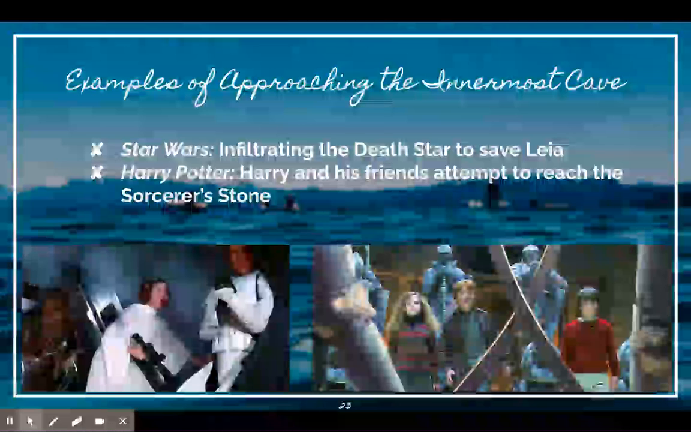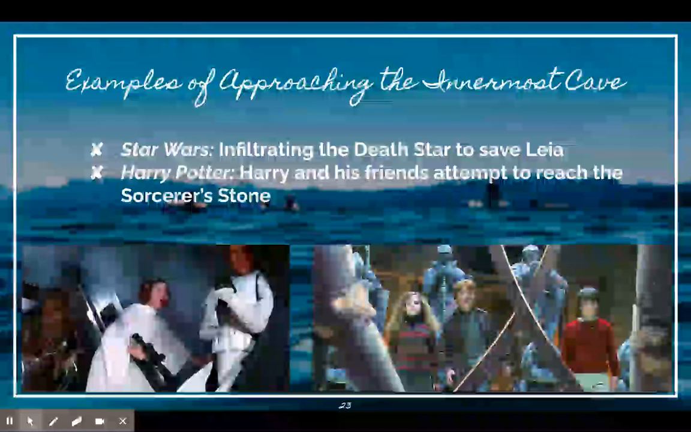Okay, in Harry Potter, if you've seen the first movie or read the first book, you know that their goal is to save the Sorcerer's Stone from Snape, is who they think that they're saving it from. Spoiler alert, they're actually trying to save it from Professor Quirrell, but they have to go through all of these different magical protections that have been put on it to reach it. And so that is approaching the innermost cave, because they're approaching that object that they've been trying to get to.